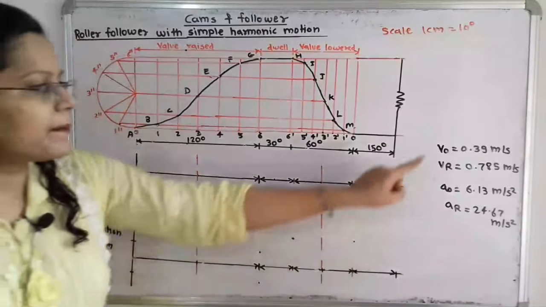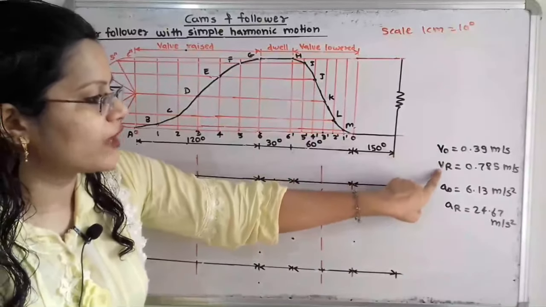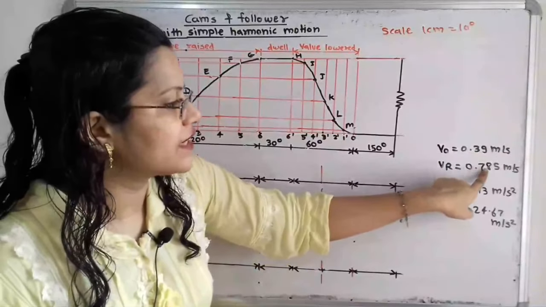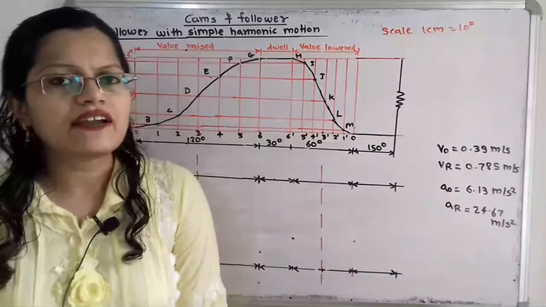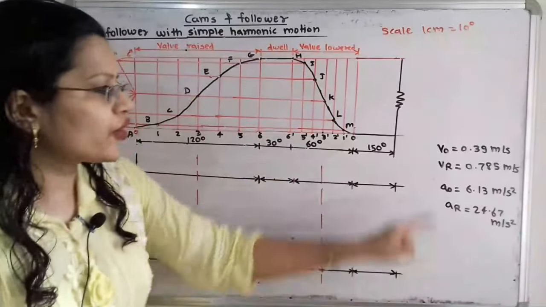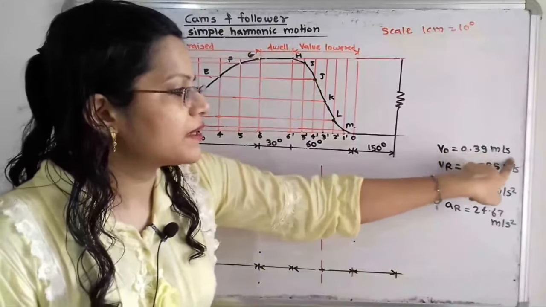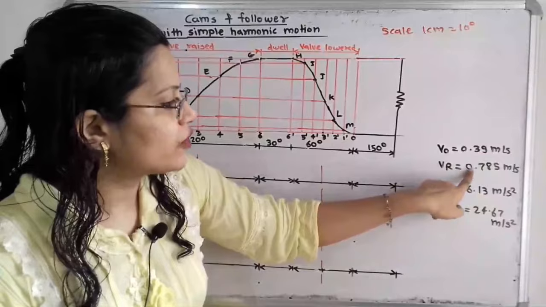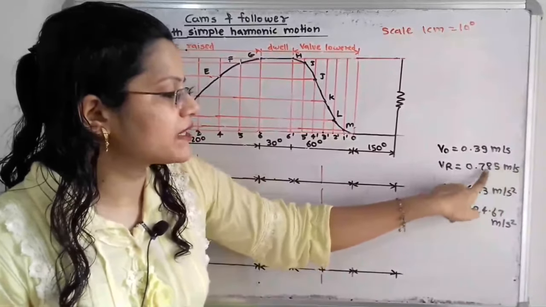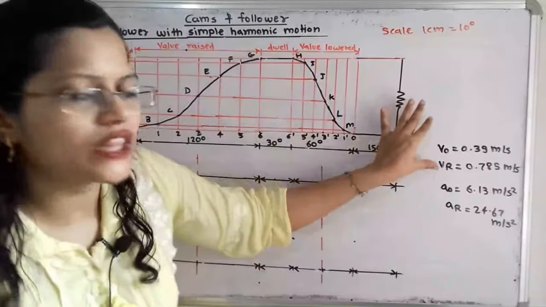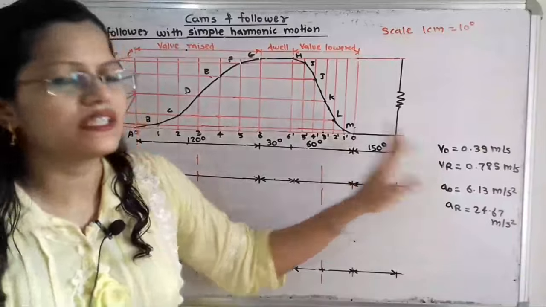Now if we observe, the maximum values of velocity during outstroke and return stroke are 0.39 meter per second and 0.785 meter per second. For that we will select a proper scale, that is 1 meter per second equal to 10 centimeters. So 0.39 meter per second will become 3.9 centimeters, and 0.785 meter per second will become 7.85 centimeters. Now we will first move on to draw the velocity diagram with the help of these two values.